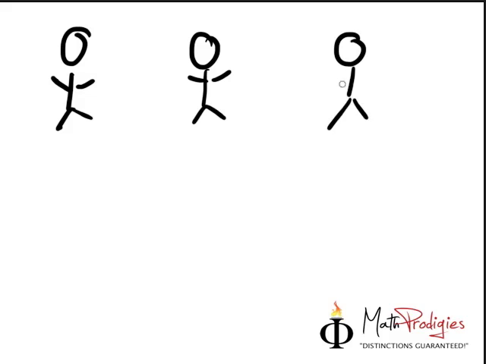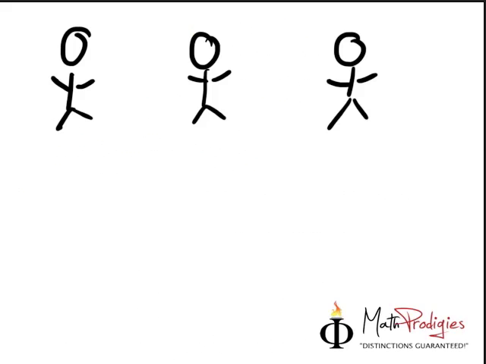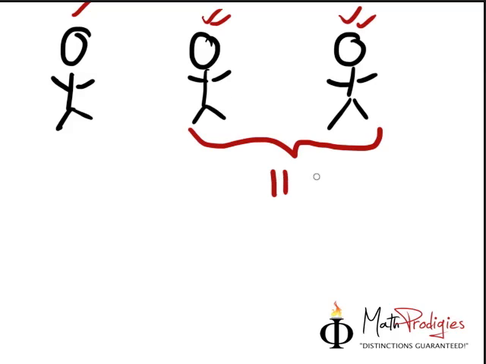In this case, there are 1, 2, and 3 people, correct? And on average, they all caught 5 fish. Now, 2 of the men caught a total of 11 fish. I don't care which are the 2 men. It could be these 2 men, or these 2 men, whatever it is, it doesn't really matter. So I'm going to take these 2 men, who actually caught 11 fish together. We don't know how many each person caught. It could be 5 here and 6 here, or 6 here and 5 here. It could even be 1 here and 10 here, or whatever it is. It doesn't matter. What matters is the total here is 11 fish.